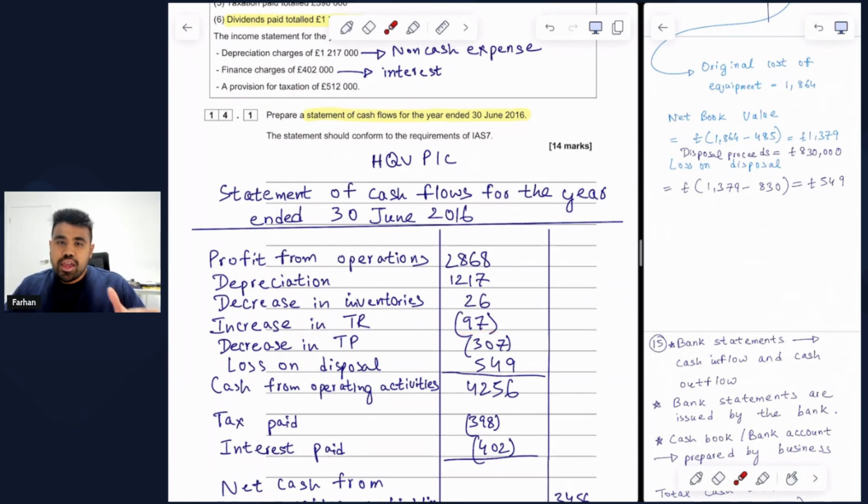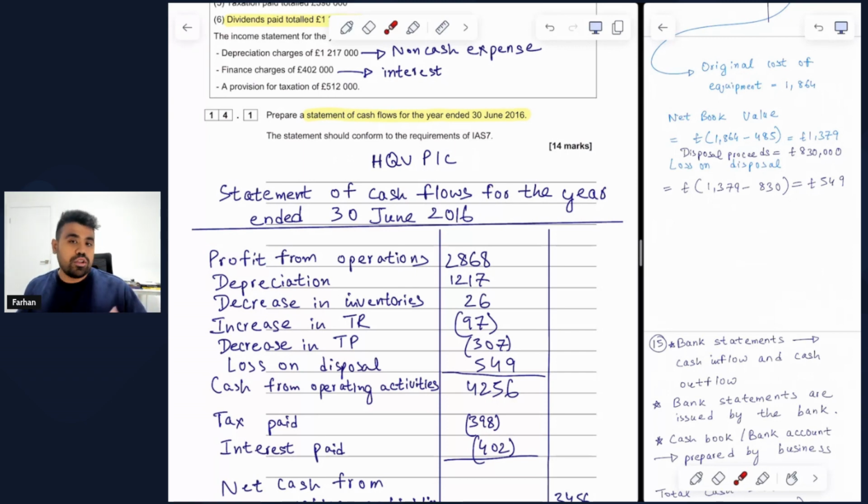Think about it. If your credit customers to whom you have made sales on credit have gone up, that means that you have got less cash coming from these credit customers, right? So if you've got less cash coming to your business from these credit customers, that should reduce the balance of cash that you should have in your business. And therefore, that is why we are subtracting it.